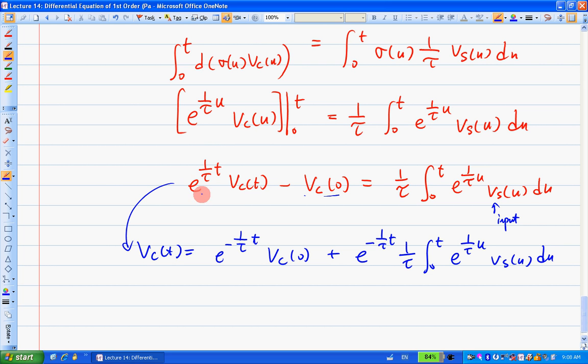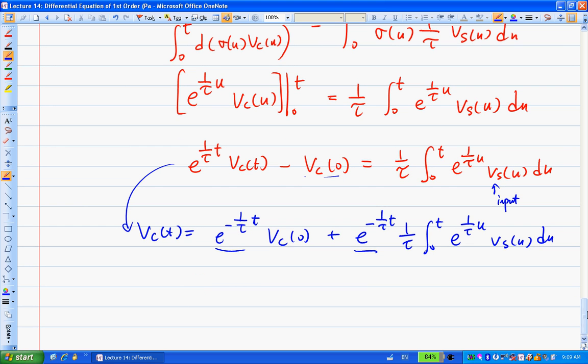So when you divide both sides by this coefficient, this becomes 1, and when you divide this one here, 1 over that is negative. So I have this here basically. Okay, so one more step here.